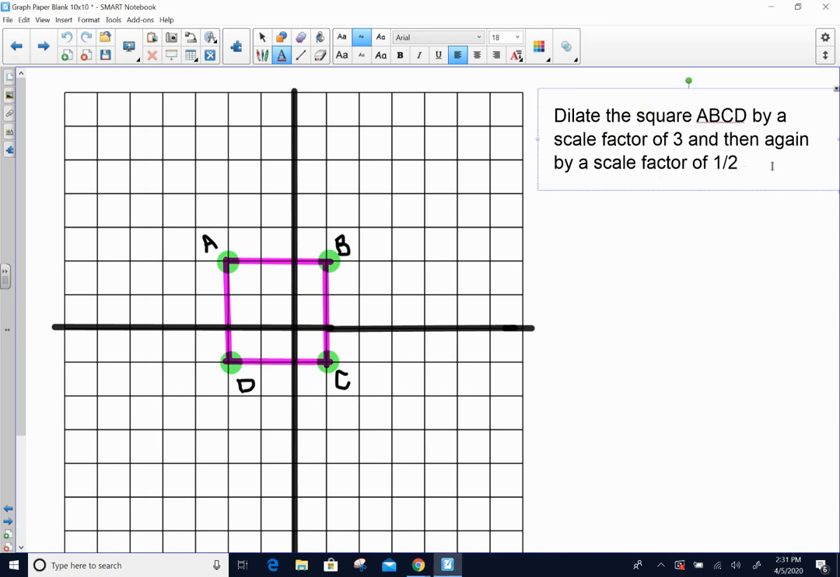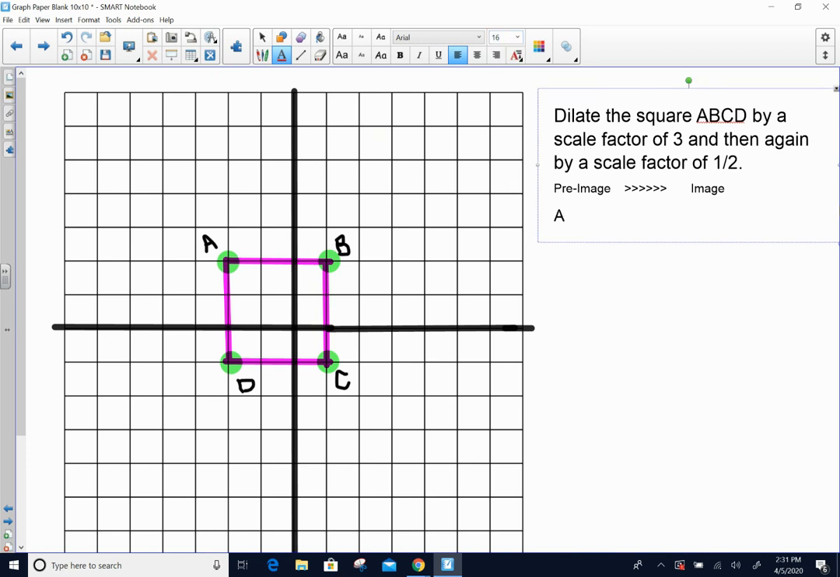So when I dilate something, we're going to start with our pre-image. That's our first image here. And then we are going to dilate it. That's what my arrows mean, that we're dilating it. And that becomes our new image.